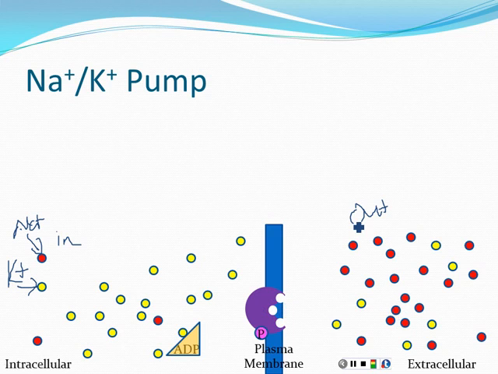Now we're going to take in 2 potassium, and then the inorganic phosphate will dissociate, causing a conformational change of the sodium-potassium pump, allowing that potassium to now go into the cell. Okay, so that's the process of how the sodium-potassium pump works.